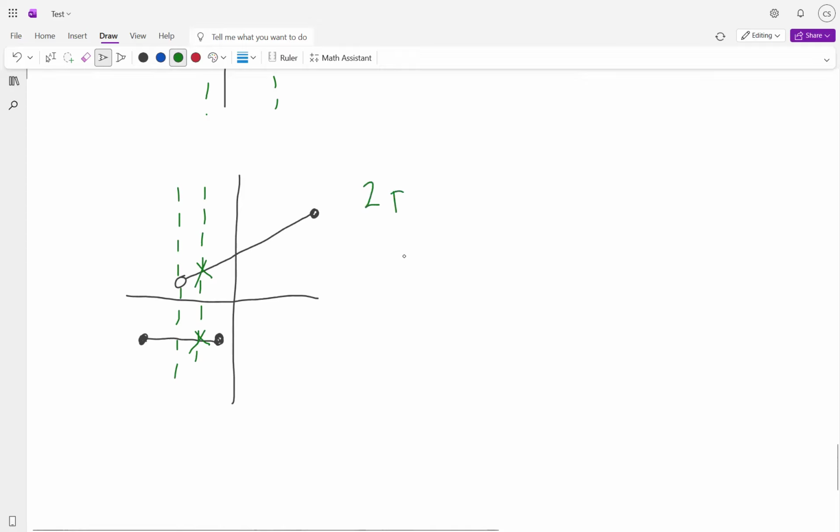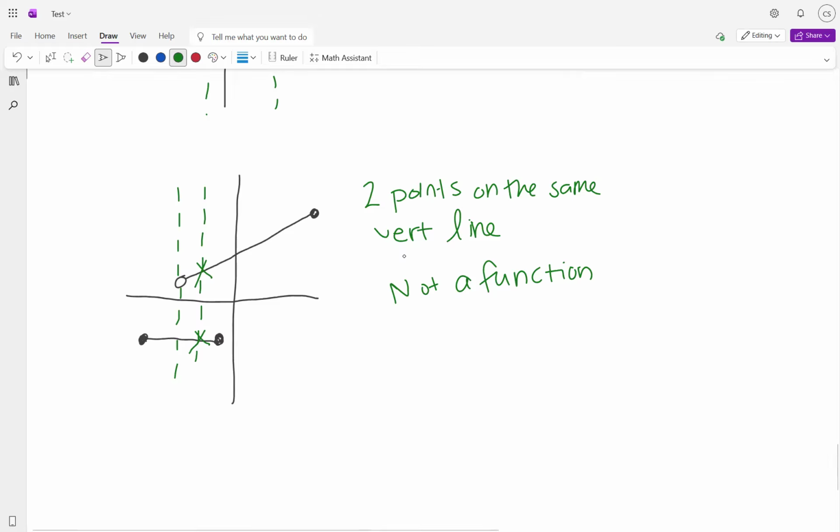So 2 points on the same vertical line. So not a function. So be careful. Sometimes they'll put an open circle kind of near, but it'll still overlap a little bit. So double check when things like this happen that you don't get tricked by one of these. Okay.